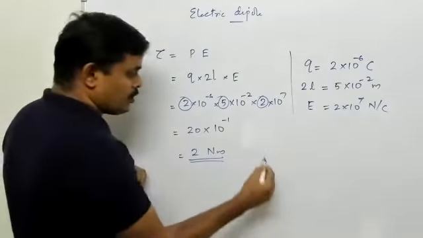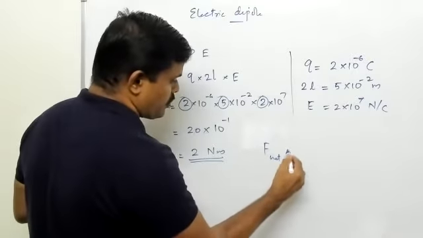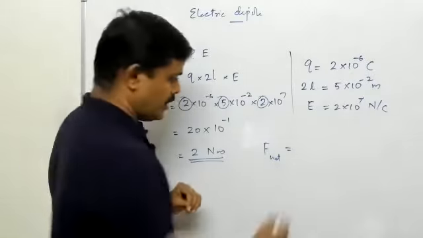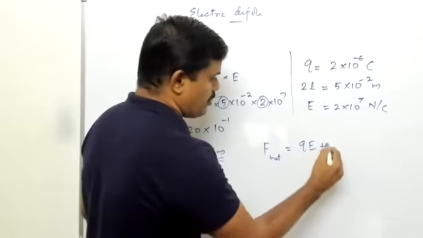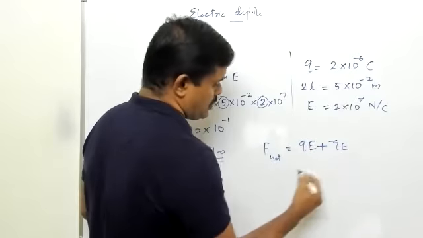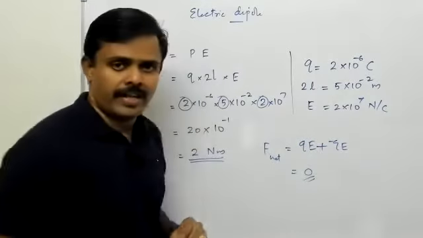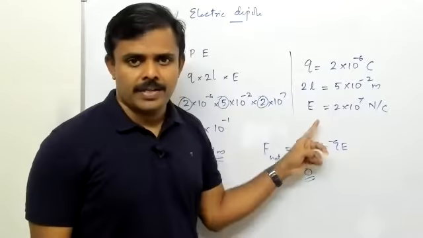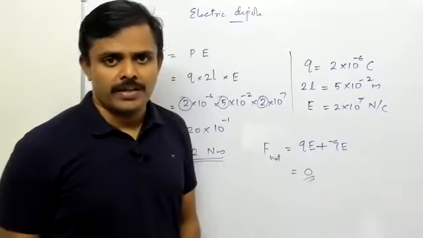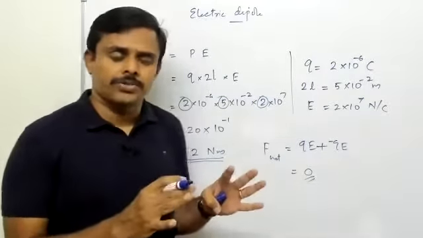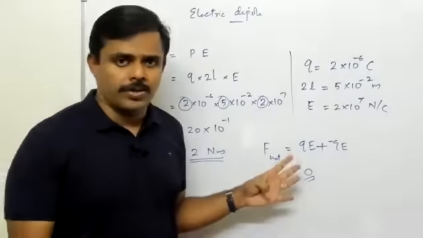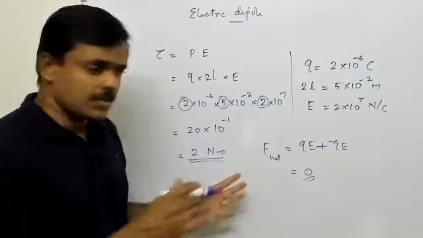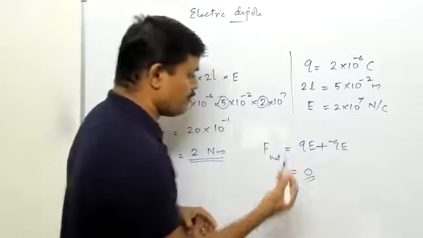And they are asking you to find the net force also. Net force is easy to find out. QE plus minus QE. I told you that it is a uniform field. Why is it a uniform field? Because the field value is given. If it is given, that means it is a uniform field. But don't worry, they won't ask you to find the force in a non-uniform field. If they ask you to find the force, it's going to be in a uniform field.